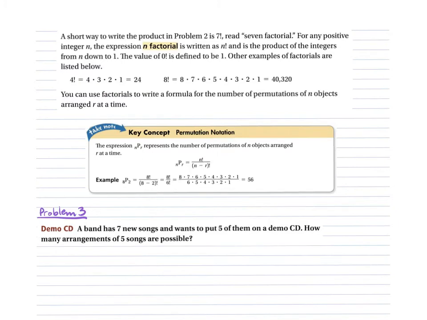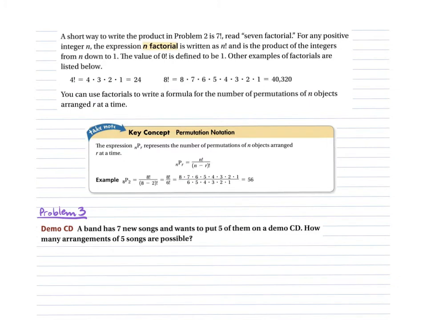So you can use factorials to write a formula for the number of permutations of n objects arranged r at a time. In our examples, we had how many different ways are there to order 7 songs? That would be 7 objects, 7 at a time. And 8 swimmers in 8 lanes, that's 8 objects, 8 at a time. And so that's why it was just factorial.